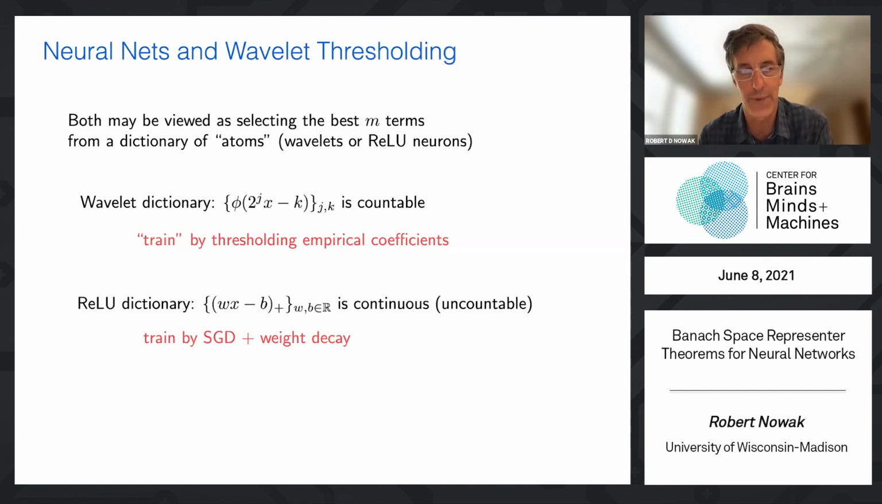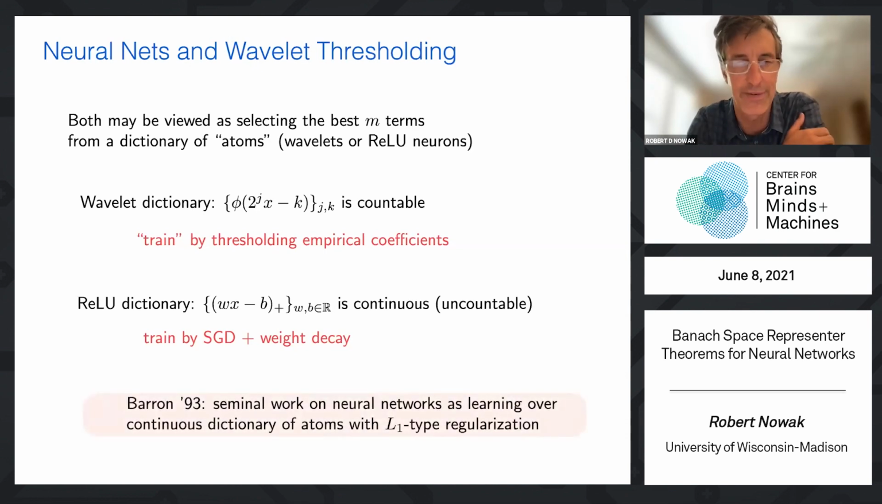If we move to the ReLU dictionary, the rectified linear units, this dictionary is continuously parameterized by the weights and biases. So it's different from the wavelet dictionary, and we train it differently too. We use stochastic gradient descent plus weight decay. So they're very different approaches, but they lead to the same sorts of capabilities and performance in the simple one-dimensional setting that I was just talking about.